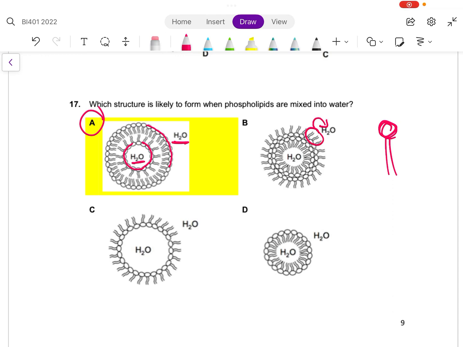You see that the hydrophobic tails are interacting with water. This is not correct. Same here, this is not correct. Here, we see again the hydrophobic tails are interacting with water. This is not correct. This is still possible, hydrophilic heads interacting with the water, but because of this part, it's wrong. D, you see that hydrophilic heads interacting with water, correct? But the hydrophobic tail shouldn't be interacting with water. So D is also wrong. Therefore, A is still the best answer.